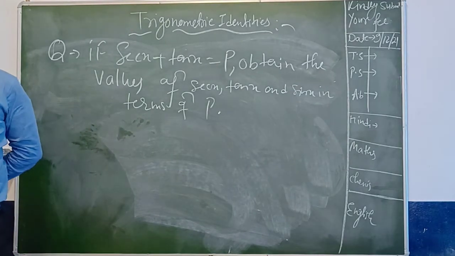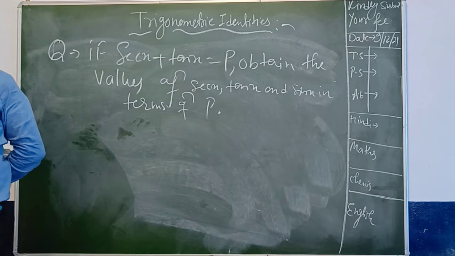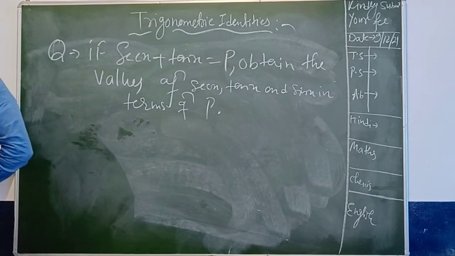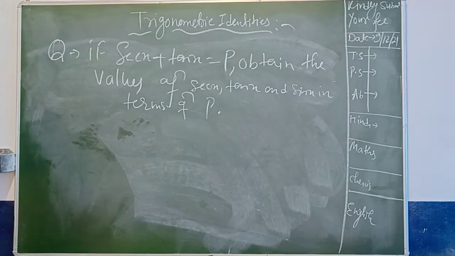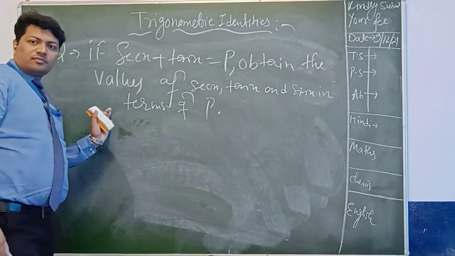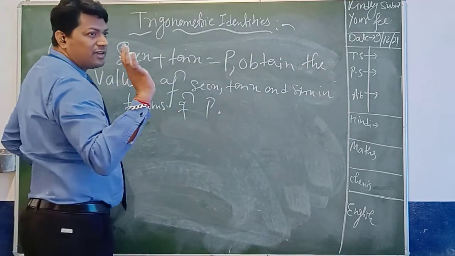We have, if sec x plus tan x equals p, we have to obtain the values of sec x, tan x and sin x in terms of p. Clear? So first of all, we have to be clear, and then we will go through the solution. Okay. We have sec x plus tan x equal to p.